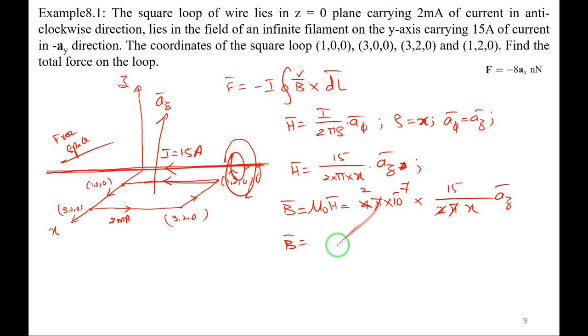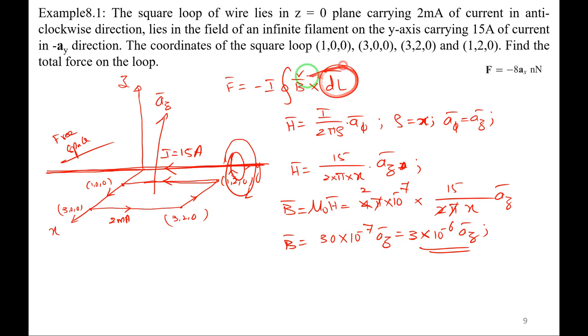2 ones are 2, 2 fifteens are 30. So 30 into 10 to the power of minus 7 Az. We can write it as 3 into 10 power minus 6, taking the 10 power minus 1 here. Can I write it like this? I can use this also, or else I can make use of this. We usually take it in terms of micro, 10 power minus 6, so let me express it that way.